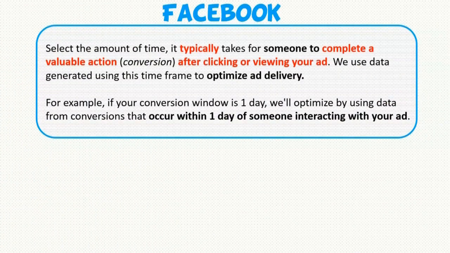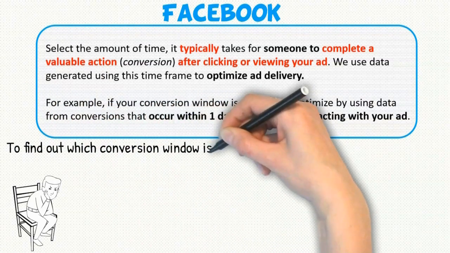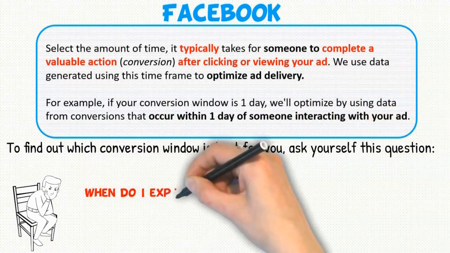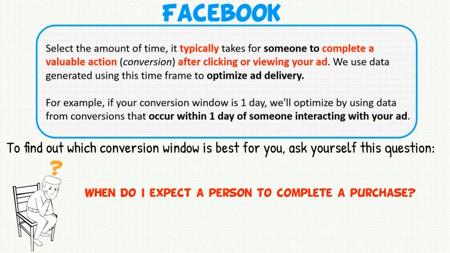Select the amount of time it typically takes for someone to complete a valuable action, conversion, after clicking or viewing your ad. We use data generated using this time frame to optimize ad delivery. For example, if your conversion window is 1 day, we'll optimize by using data from conversions that occurred within 1 day from someone interacting with your ad. To find out which conversion window is best for you, ask yourself this question: when do I expect a person to complete a purchase? To make things easier, I'm going to give you a real example.